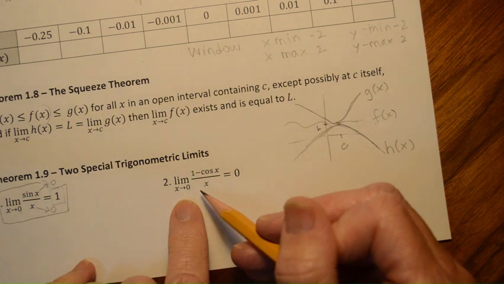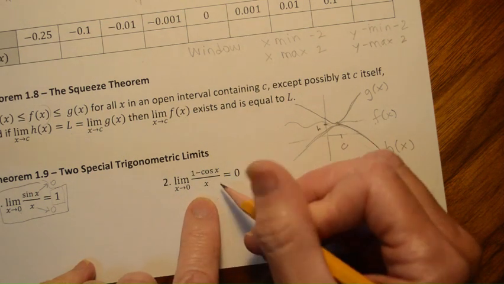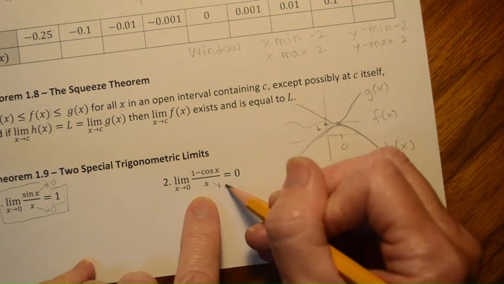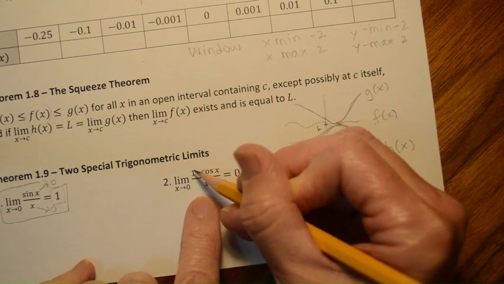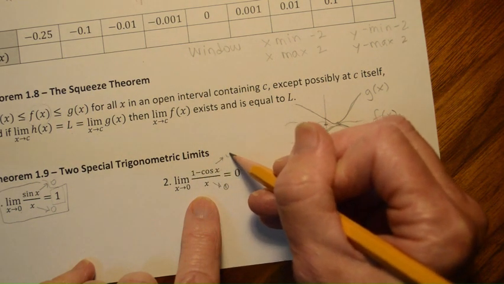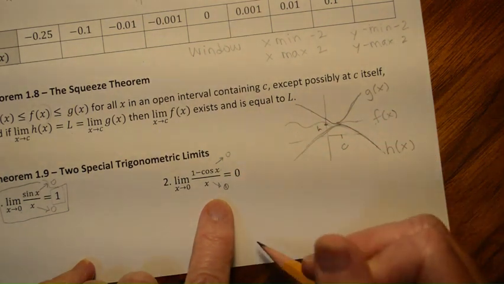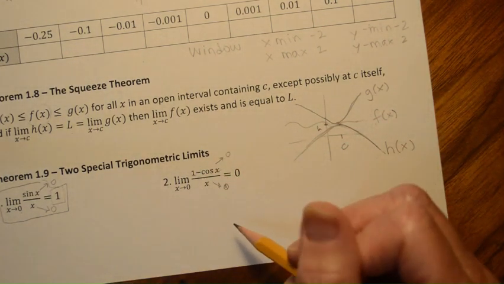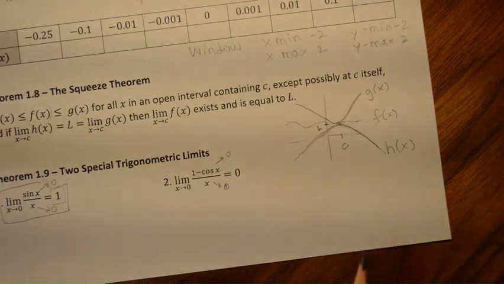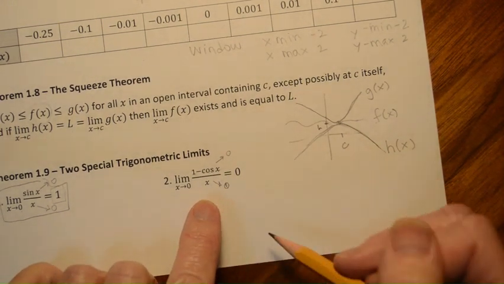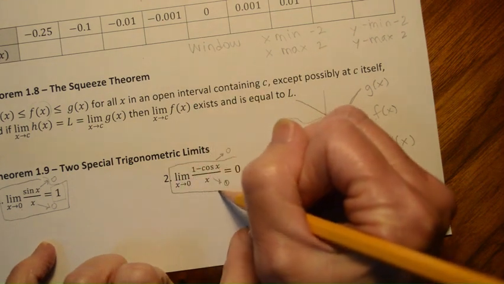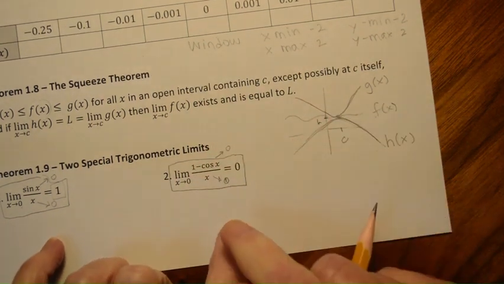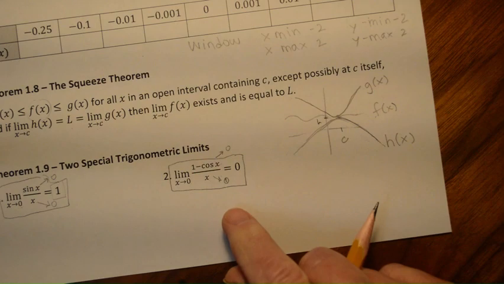If I try plugging in 0, I get 0 in the denominator. If I plug in 0 in the numerator, cosine of 0 is 1, so it's 1 minus 1, which again goes to 0. I have that indeterminate form. There's not a technique we can use other than the squeeze theorem to show that this ends up going to 0. So you're just going to have to trust that this is also true. If you would like to see the proof, you can look at that in the textbook.